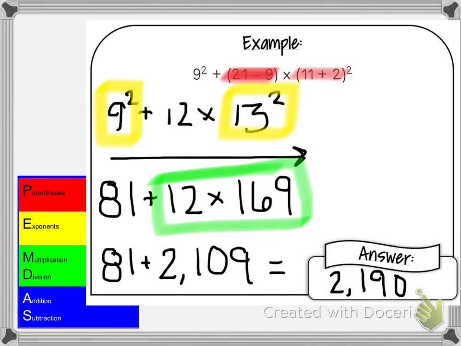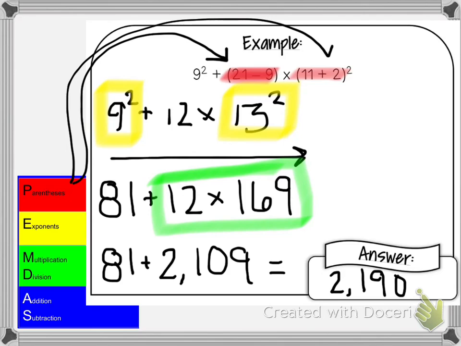Let's look at one more, and it's going to be the problem on your note sheet. So I'm going to start with my parentheses up here. Now I have 2 parentheses. So I know 21 minus 9 is 12. And for right now, I'm going to ignore this little exponent because that's my next step. I am not looking at it right now. So 11 plus 2 is 13. And I'm going to rewrite it. So I have 9 squared.